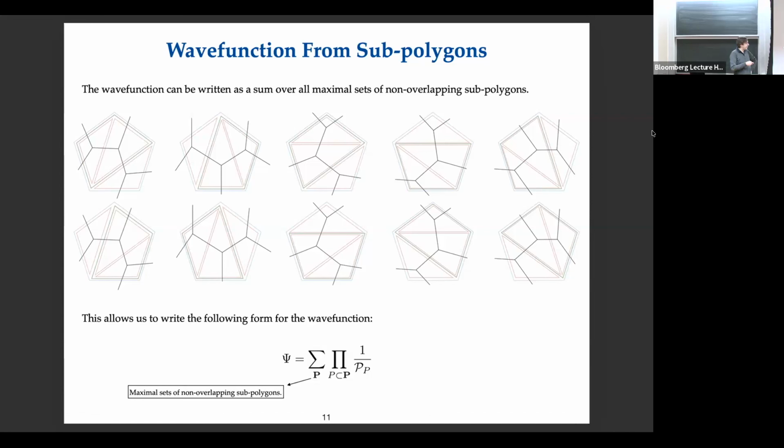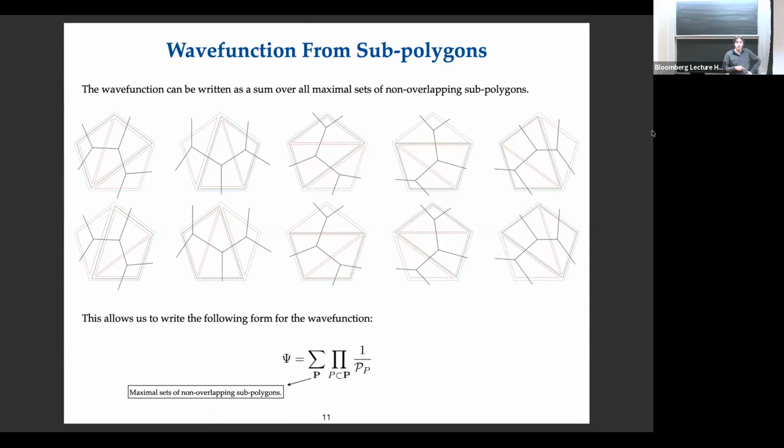And if you do that, you'll find that there are 10. So the full 5-point wave function will be given by these 10 terms, and I organize them by column. So each column will be a Feynman diagram. So you have 5 in total. Just sum over all the triangulations.